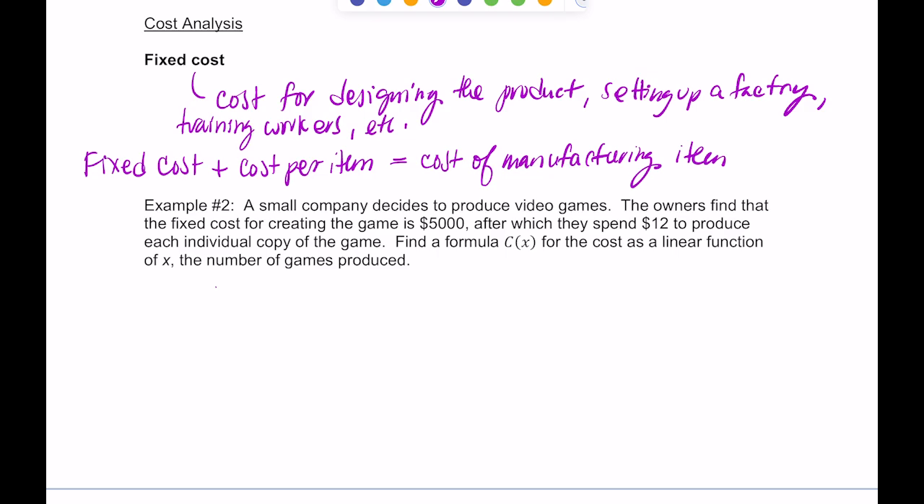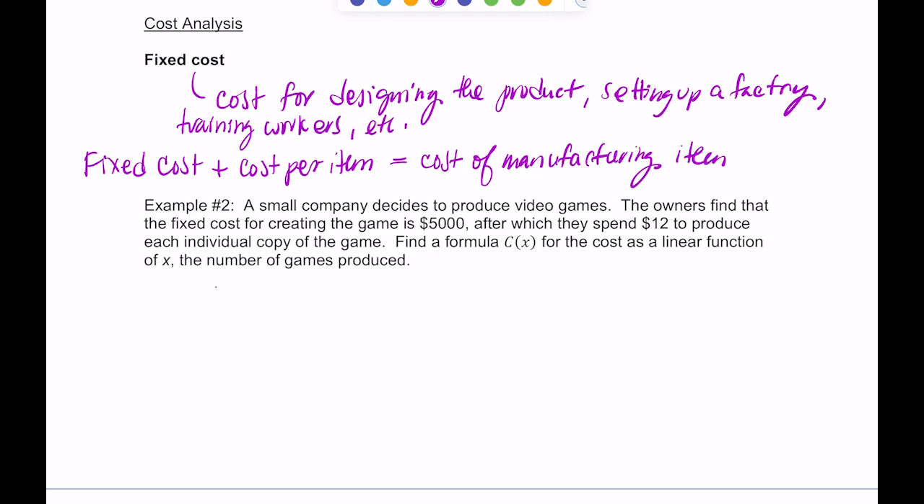So that would be how much it costs maybe to go to someone to design this game for you, plus setting up a space for designing and manufacturing the game, plus training the workers who will be manufacturing this game, etc. So they find that the fixed cost for creating the game is $5,000, after which they spend $12 to produce each individual copy of the game. Find a formula, C of x, for the cost as a linear function of x, the number of games produced.